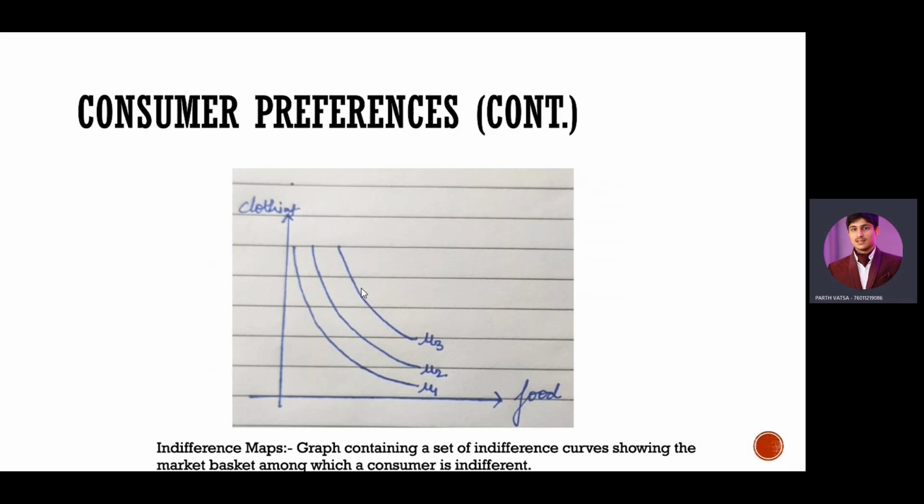Now this diagram is perfectly an indifference map. An indifference map is nothing but a set of indifference curves showing the market baskets among which the consumers are indifferent. Say if it's U3, all the market baskets on U3 would have the same utility, but it would be higher than U2 and much higher than U1. Similarly, U2 would have a higher utility than U1. That's the point. So that's it for today.